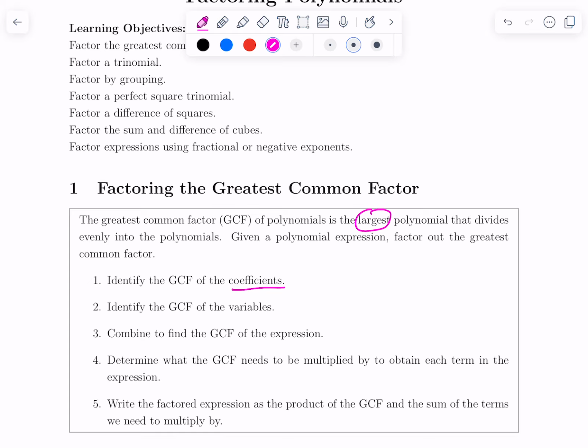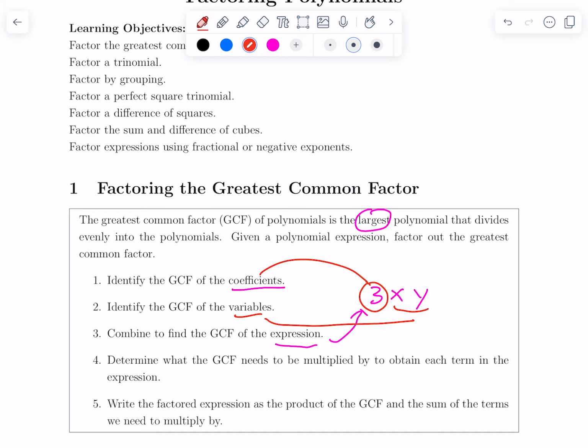So for example, if we have an expression 3xy, the coefficient is the 3, and the variables are the x and y. In this case, we're going to follow 3 steps. The first thing is to find the coefficients, then find the variables like x, y, or whatever, and then combine them together to create the GCF of the expression.